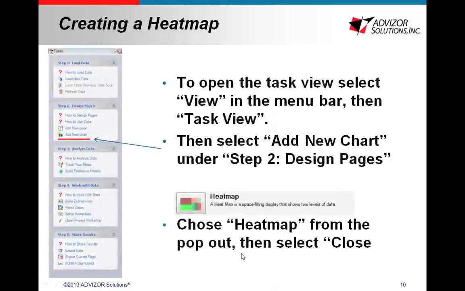So now let's go back to the heat map, and to create it, we're going to do a similar thing. And I'm going to go quickly through this because I do want to move on to the demo. The same thing on our task view, we're going to select a new chart, and then we're going to choose heat map.